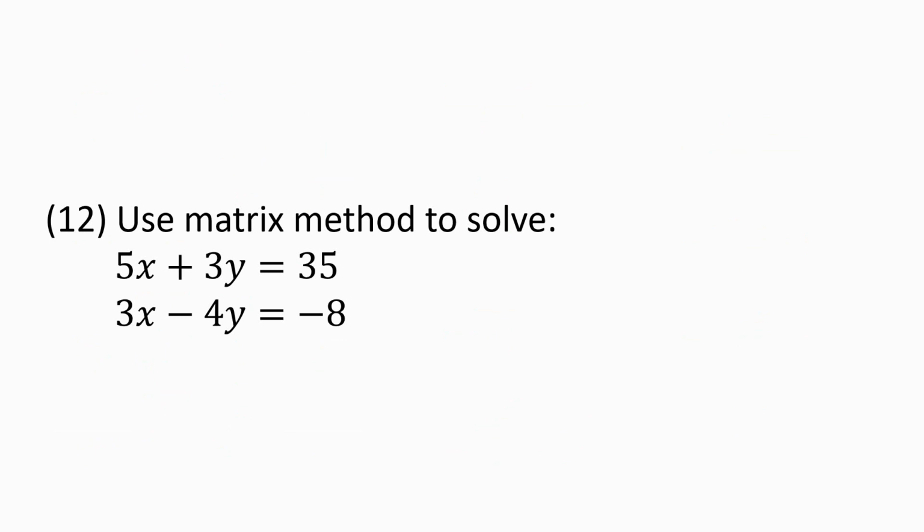Question 12. Use matrix method to solve 5x plus 3y is equals to 35 and 3x minus 4y is equals to negative 8. The first step is to form the matrices. We have 5, 3, 3, negative 4, which is the matrix of the coefficients of x and y. We have x, y, and 35, negative 8. So we are going to assume that our first matrix is A, the xy is B, and the third matrix is C.